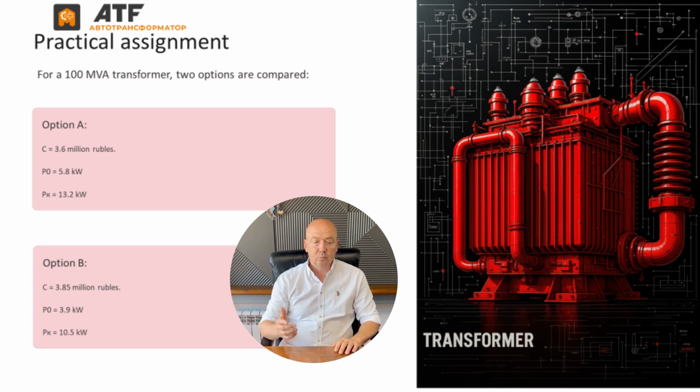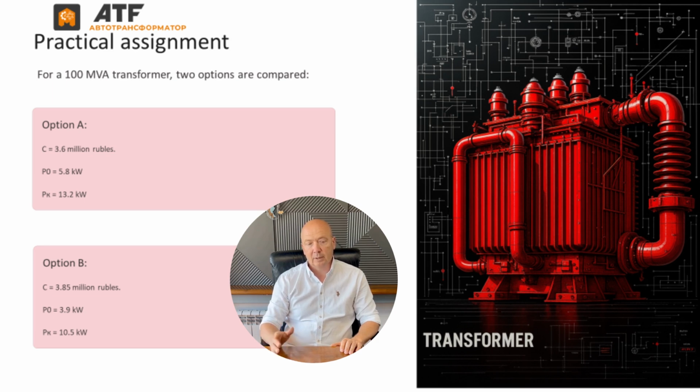For option B, 3.9 times KY, or 2,950 equals 11,500 rubles. 10.5 times 1,850 equals 19,425 rubles. Total capitalization equals 30,930 rubles. Total cost of ownership equals 3,880,930 rubles. Let's now calculate the efficiency coefficient, KO.